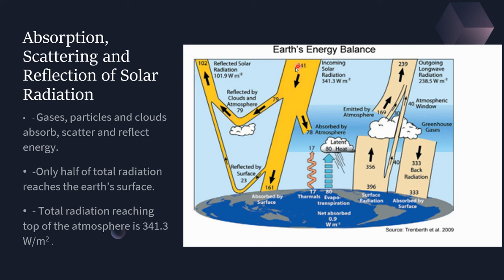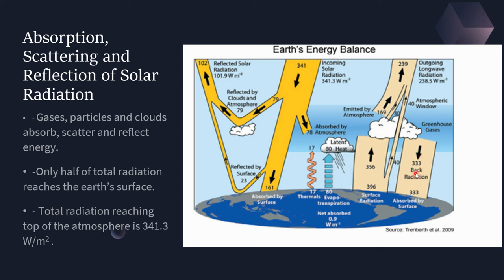So among these 341, not all of them reach the surface. Some of them are reflected by the clouds and atmosphere, and some are absorbed by the atmosphere. That is 78. And then, when it's coming, 23 of them among these 341 are again reflected by the surface, but 161 of them are absorbed by the surface, that hits the surface, that makes living on the Earth possible. So this is also crucial. There will be some questions about that.